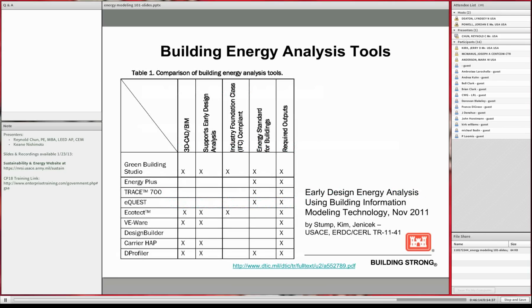Yeah. So this is a report that CERL did in November 2011, and they took a look at different functionalities of different softwares, and they did a pretty thorough job here. We're just familiar with Carrier HAP, Trane TRACE, and eQUEST. Well, I did look at EnergyPlus a little bit, but the three main tools that we have here are TRACE, eQUEST, and Carrier HAP.